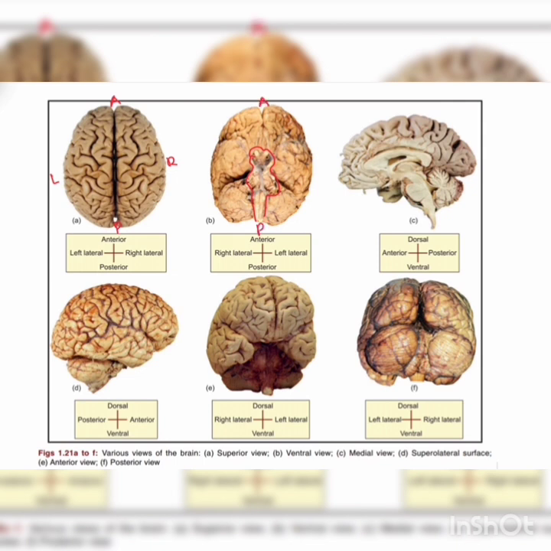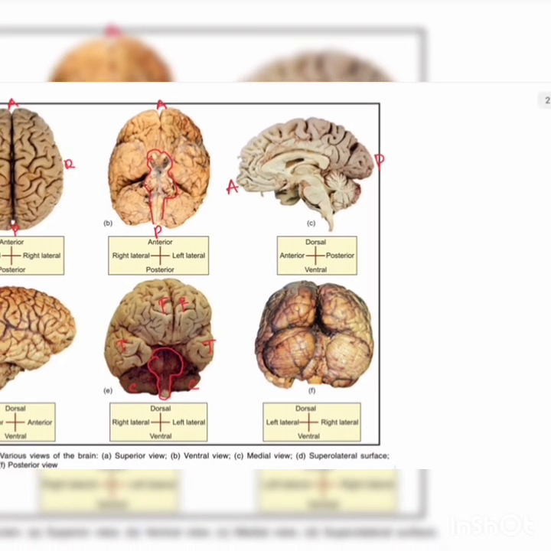The third one is the medial view. Okay, so here this is the anterior portion and this is the posterior portion. The fourth one, that is D, is a superolateral view. The fifth one is an anterior view. This is the frontal lobe. These are the frontal lobes. These are the temporal lobes. Here you can see the cerebellum, and this is the brainstem. And last one is a posterior view.